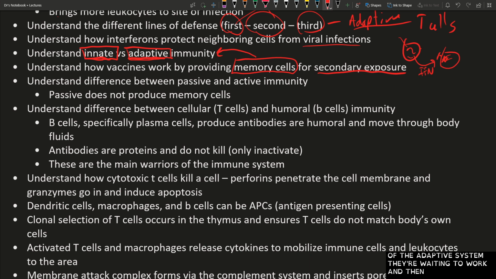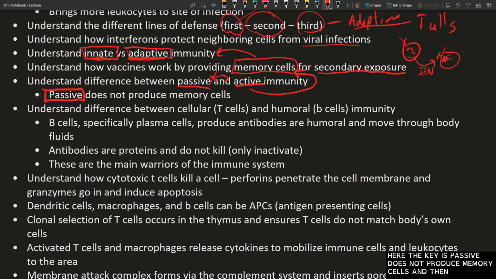And then with adaptive immunity, just make sure you understand the difference between passive and active immunity. Active immunity forms memory. Passive immunity is just temporary and you don't form memory cells. So this could be acquired naturally or artificially. Natural passive immunity would be something like breastfeeding, while artificial would be giving antibodies to attack certain things, like we've done with Ebola. So here the key is passive does not produce memory cells.